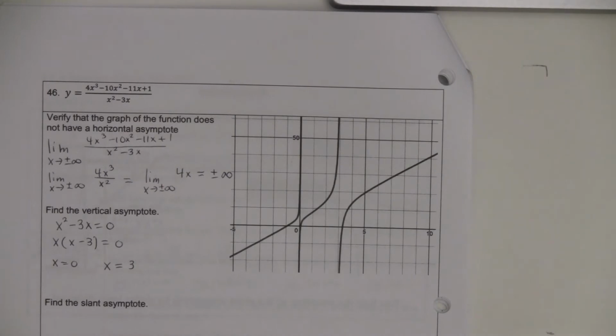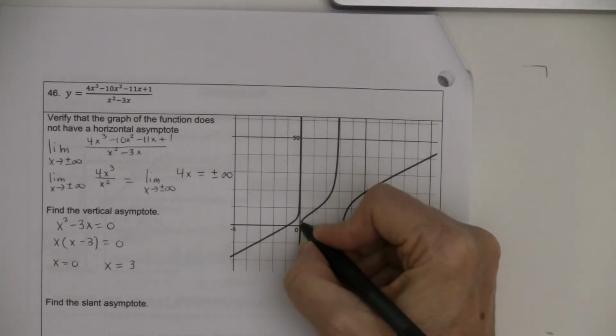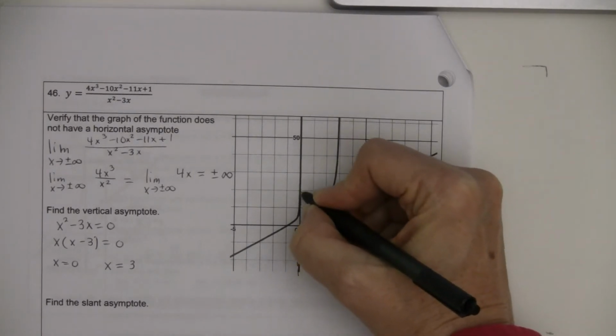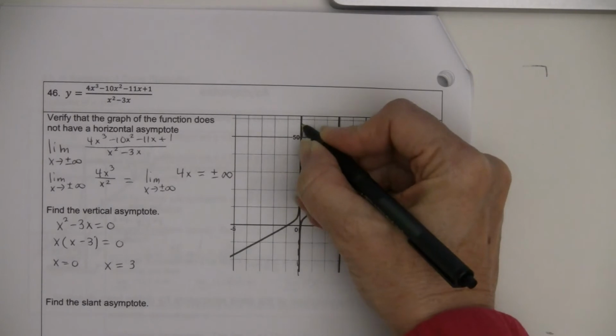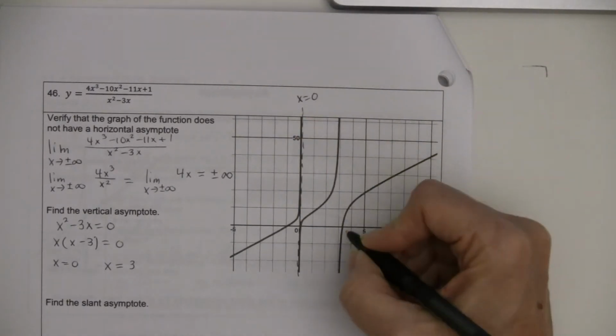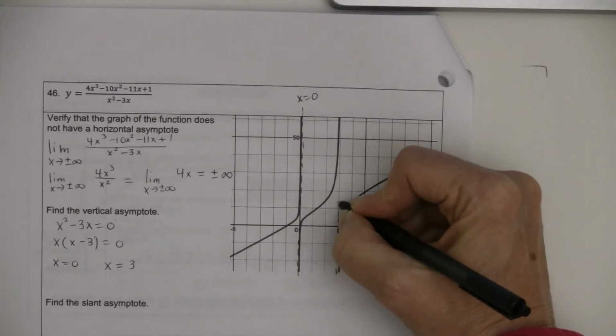I can go over here on my graph and put the vertical asymptote. So at x equals zero, I know that the way the graph is, you can barely see that I'm drawing in the vertical asymptote. So x equals zero was right there. And I think x equals three will be a little easier to see. So here's x equals three.